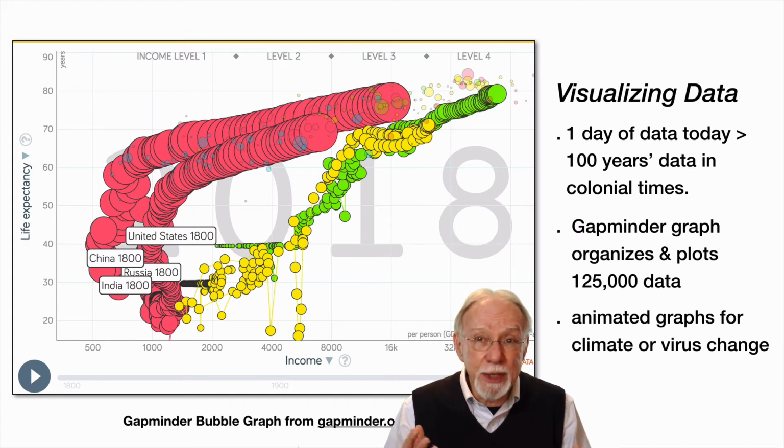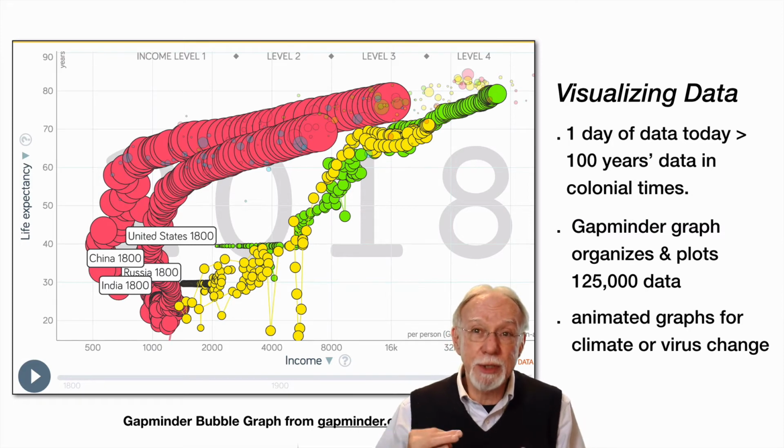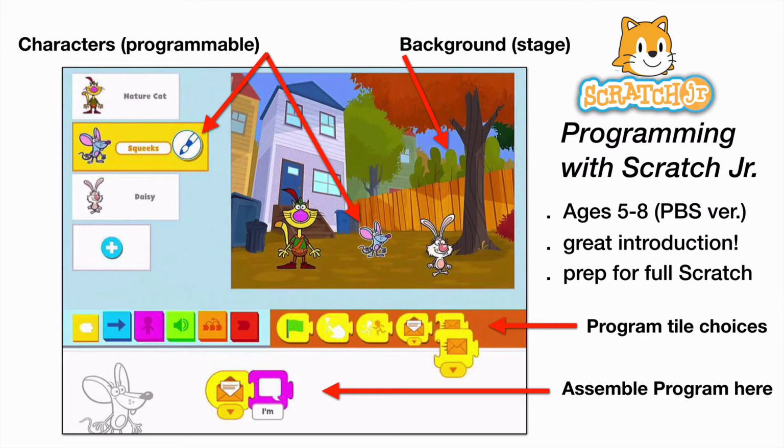Things like animated graphs, like this graph was an animated graph, are ideal to show change in climate and things like virus spread. Programming is a great thing to begin in elementary school. Some nations, like the United Kingdom, have mandated that this begin in first grade. And the Scratch Junior program is one of the best choices to make. There are lots of other cool systems, but there are reasons why Scratch Junior is great.